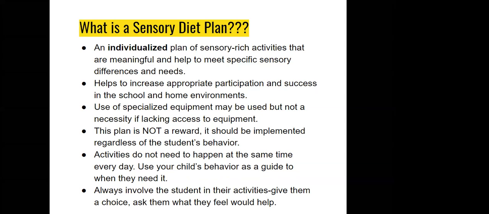So always involve the student in their activities, and give them a choice. Ask them, what do you think would help you right now? Do you need to take a walk? Do you need to go jump? Do you need to go swing? So they learn that self-regulation strategy, like they're learning what helps them.